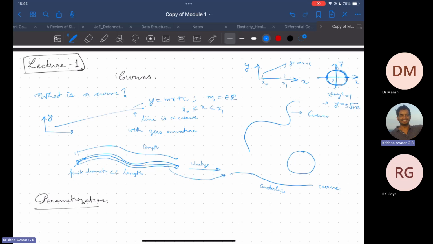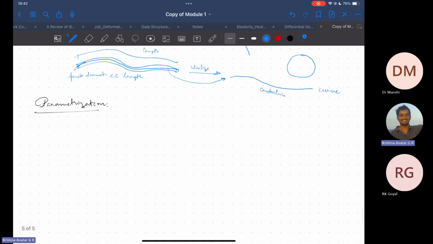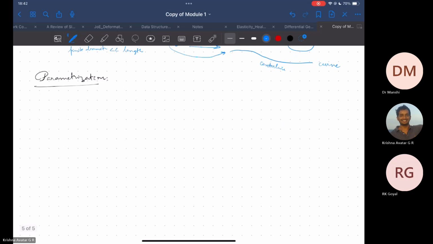And that is where parametrization comes into place, so that we can start from any point, travel along the boundary of the circle and return to where we started. So let me give the mathematical definition of what we call a parametrized curve. What is a parametrized curve? A parametrized curve in R^n space.